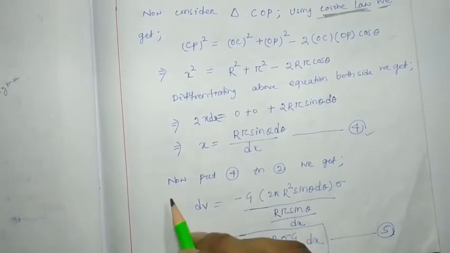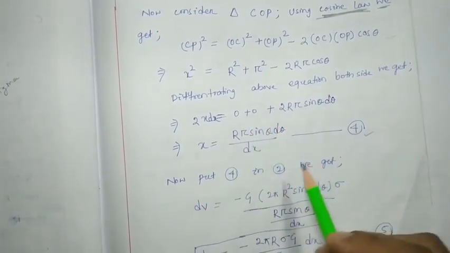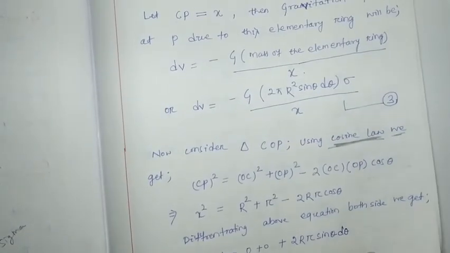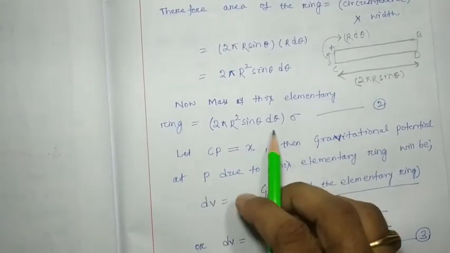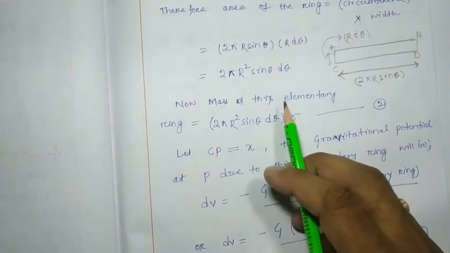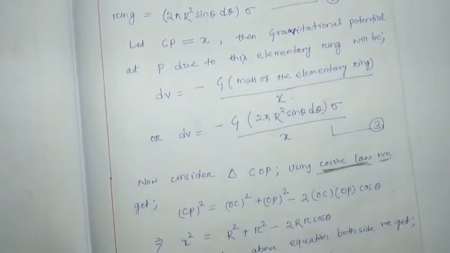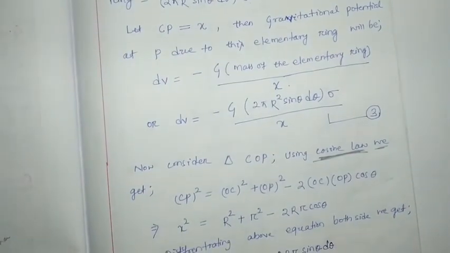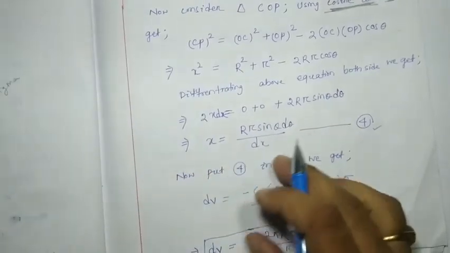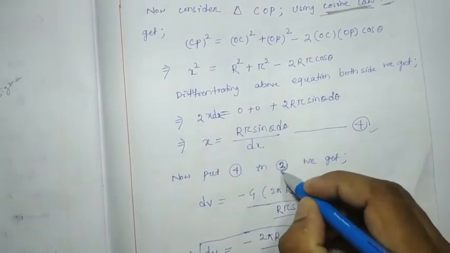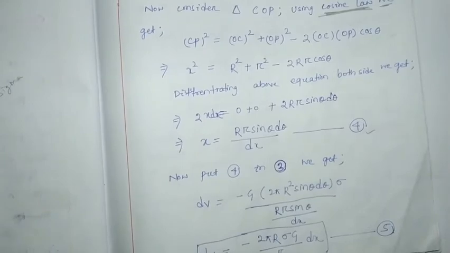Now put this value in equation number 2. What is your equation number 2? Wrongly I have written. Wait, equation number 3 here. Now put equation 4 in equation number 3. Equation number 3 is this one.